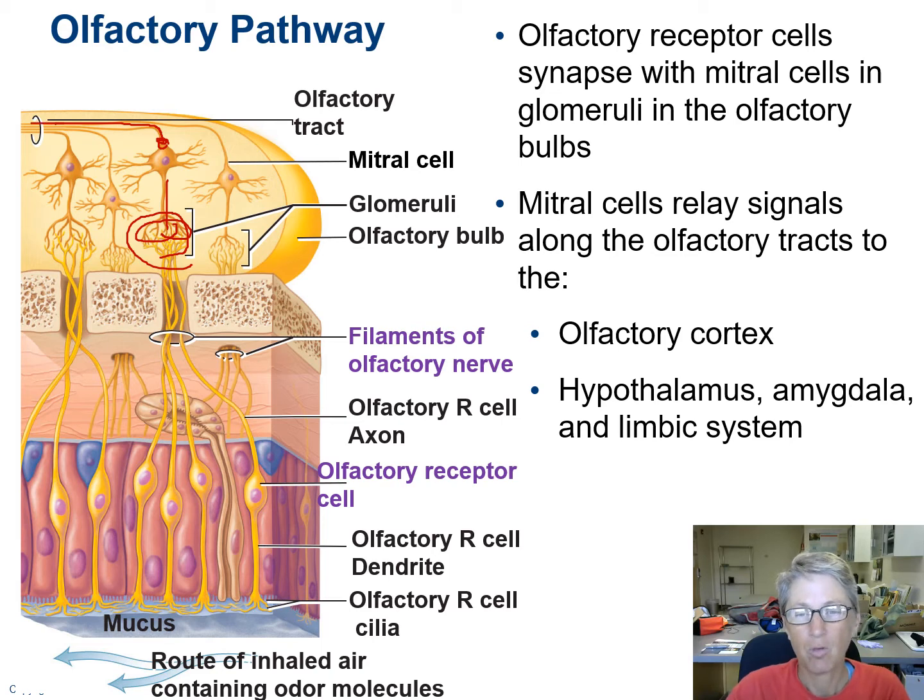That action potential will travel along the olfactory tract, and it will go to the olfactory cortex, where you will smell. It'll also send axon projections to the hypothalamus, the amygdala, and the limbic system. If you remember, the amygdala is the part of the limbic system involved in emotions, and I'm sure everybody knows what it's like to react to a smell emotionally.